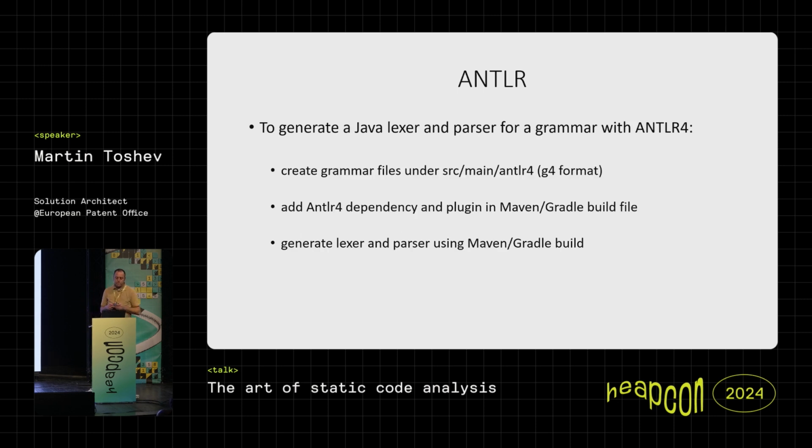To generate a Java lexer and a parser for a grammar using ANTLR 4, which is the latest version of the ANTLR parser generator, in your project you can create the grammar files, let's say you have a standard Java Maven project. You put the grammar files under the src/main/antlr4 directory. You add a proper dependency and plugin for Maven for ANTLR. Then you run your standard Maven build to generate the lexer and the parser. This is typically the process of how you can generate a parser using ANTLR, and we'll see it in a few moments.